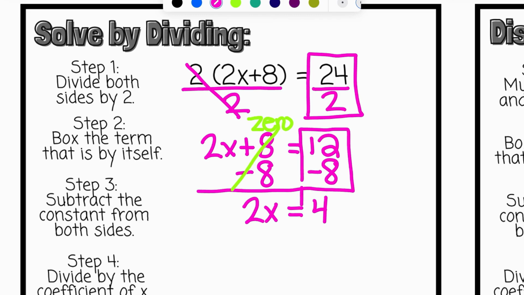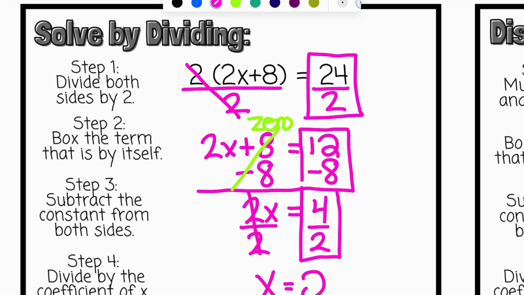My last step is to box the 4. So don't move that. I want to undo 2x. And remember my little rhyme: 2 and the x are side by side, so we need to divide. So we'll divide both sides by 2. 4 divided by 2 gives me x equals 2. So that's one way of solving an equation that has parentheses. We can divide both sides by whatever number's in front of the parentheses.